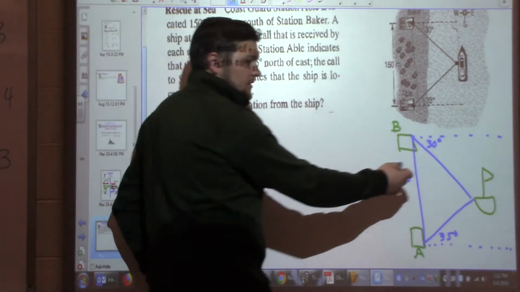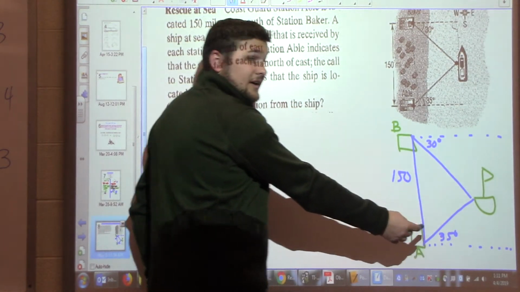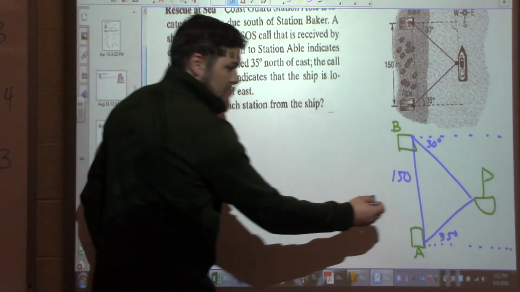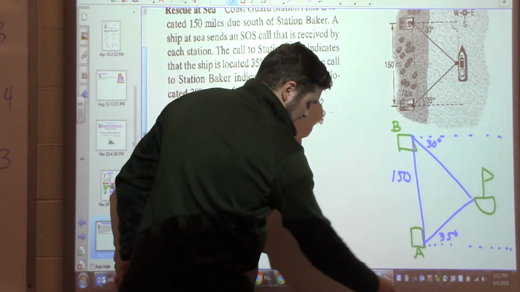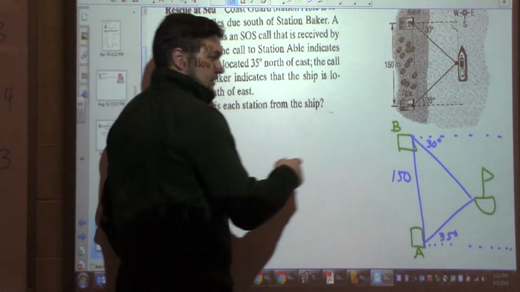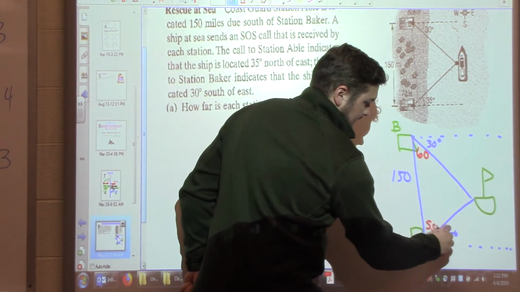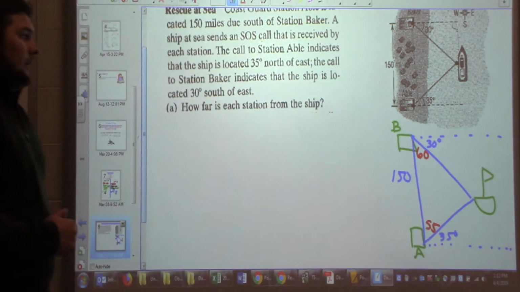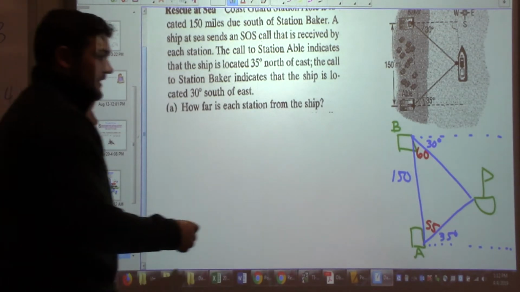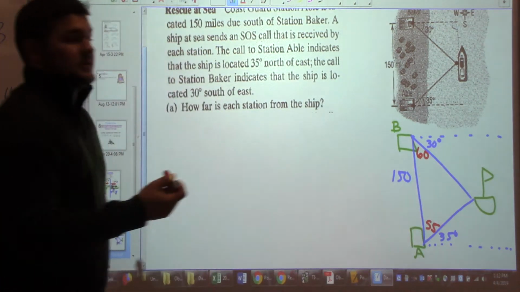Do these angles out here help me? Yeah, what do they help me find? The angles inside, right? Because this has to add to 90. So what I would do first is I'd find those 2 angles inside the triangle. We're going to get 60. Going to get 55. Alright, we want to know how far is each station from the ship. So I need to find how far Able is from the ship and how far Baker is from the ship.